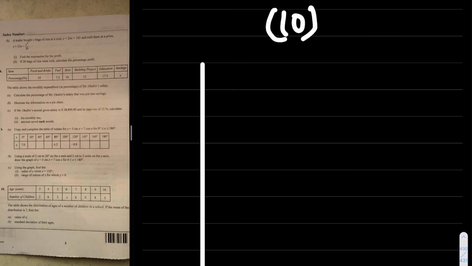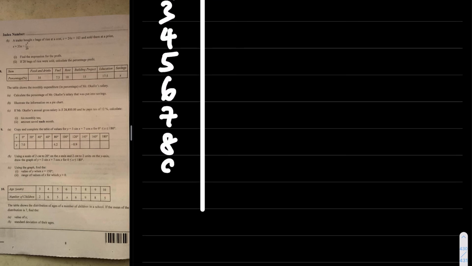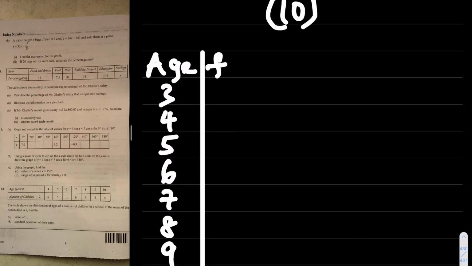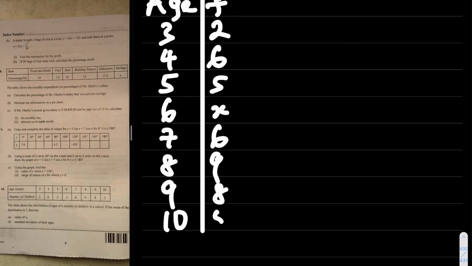Let's write the ages here. Age, and this will be number of children, frequency. The ages are 3, 4, 5, 6, 7, 8, 9, 10, and the frequencies are 2, 6, 5, x, 6, 9, 8, 5.